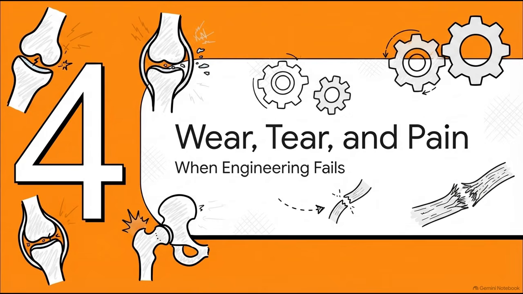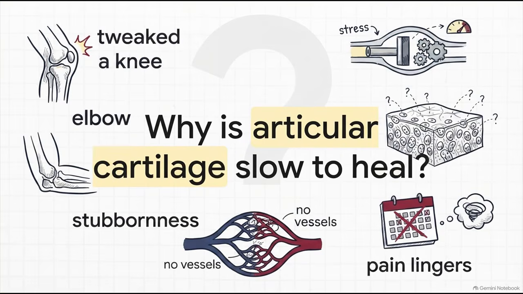Which brings us to our final section, Part 4, Wear, Tear, and Pain. Basically, what happens when this incredible biological engineering fails. If you've ever tweaked a knee or an elbow, you know the deep frustration of this next question. Why does articular cartilage seem to take absolutely forever to recover? You rest, you follow all the doctor's orders, yet the pain just lingers. What makes this specific tissue so incredibly stubborn?